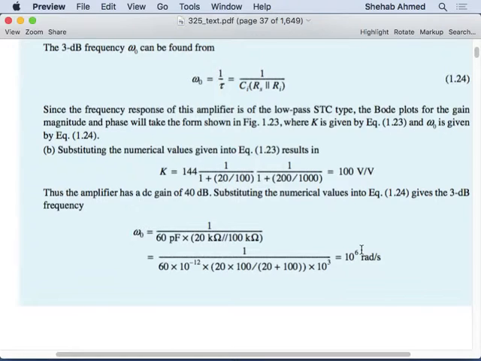Anybody confused? Ask. I'm confused about how everything goes back to 1 over square root. No, it doesn't go back to 1 over square root. It's just a corner frequency.